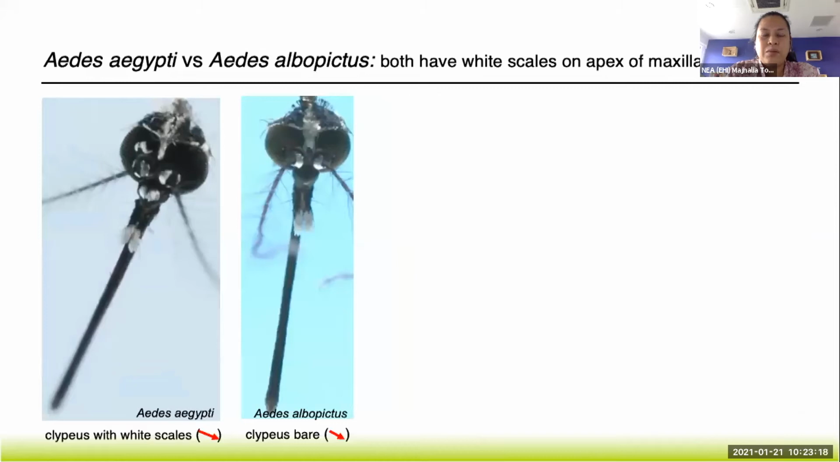So when you're dealing with Aedes aegypti and Aedes albopictus, the first thing you look at is the head. When you see the maxillary palpi, they both have white scales at the tip. But you look towards the base of the maxillary palpi, and then you will find the clypeus. On the clypeus of the Aedes aegypti, what do you see from this picture? Yes? Do you see?